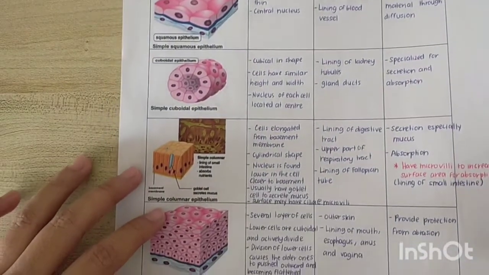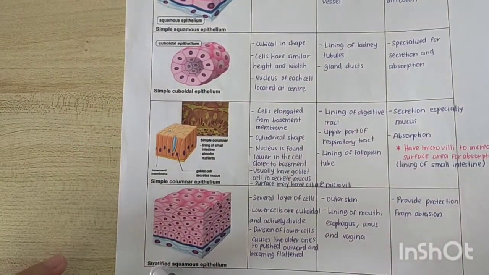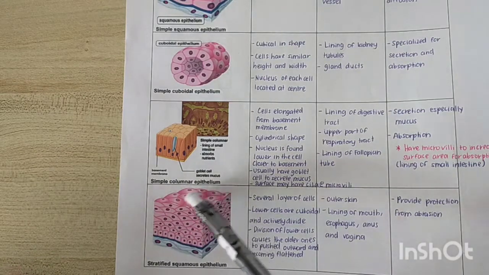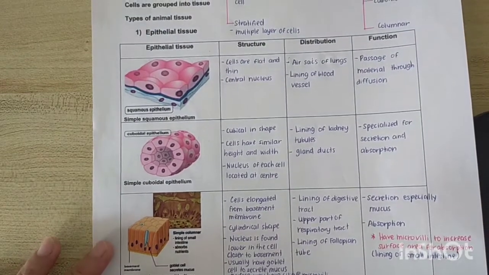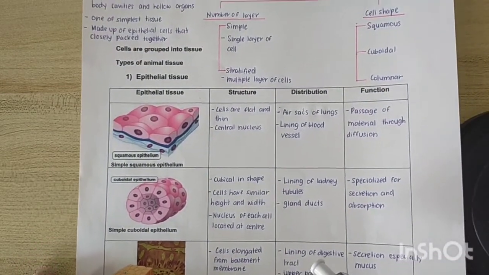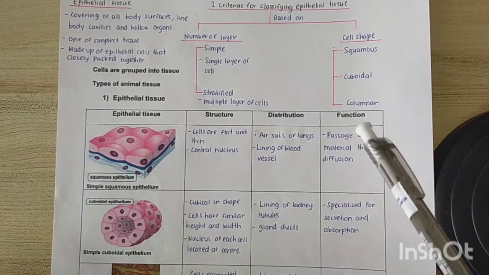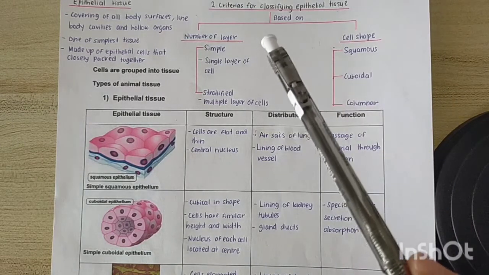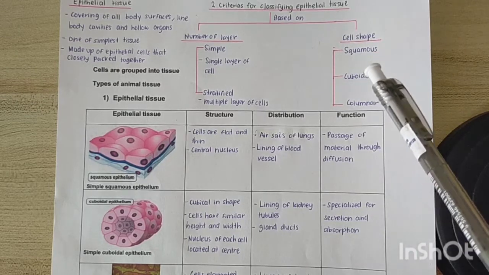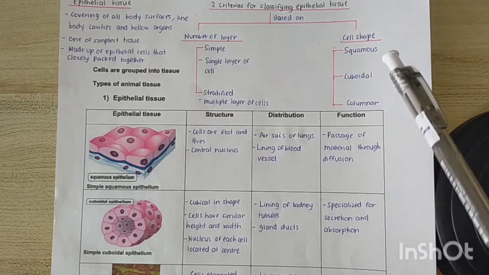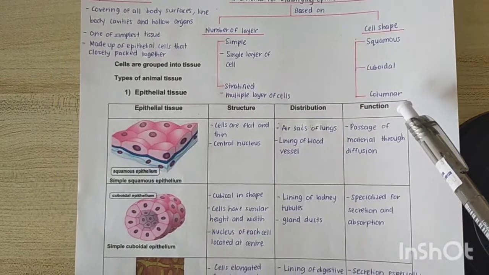Okay, so what you have to know is this one. This is what we call stratified squamous epithelium. Since this epithelial tissue is stratified, it will consist of more than one layer of epithelial cells. Okay, and then next we look at the second classification. So how do we classify the epithelial tissue? Second, based on the cell shape. The cell shape of the epithelial tissue is either squamous, cuboidal, or columnar.